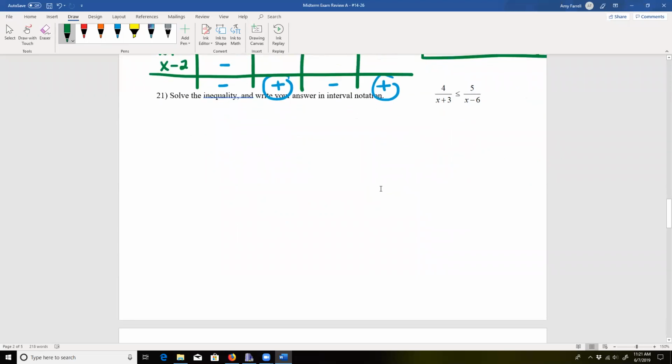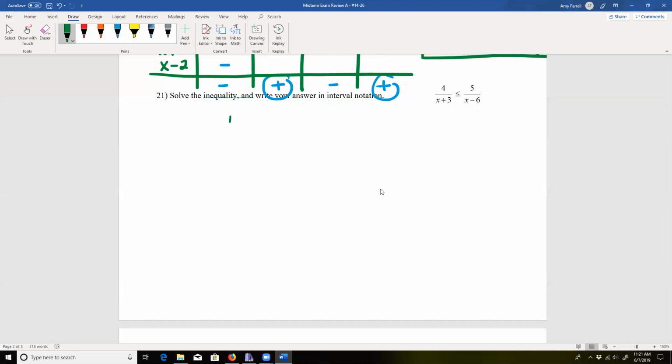Okay, 21. This is our last one that requires a sign chart for this part. Sorry guys, taking a drink real quick. And with inequalities, it doesn't work to cross multiply, so don't try that.